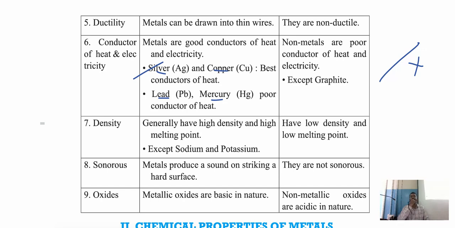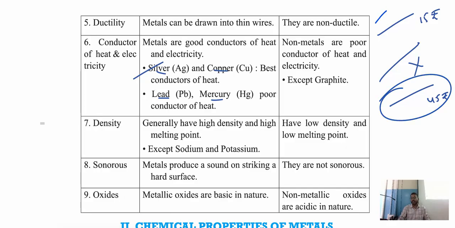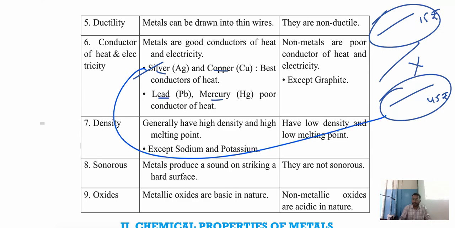What do I mean by that? For example, you go to an electric shop and ask him, sir, give me 2 meters of wire. He will give you a wire and tell you that 1 meter costs 15 rupees. Or he will say he has another quality of wire that costs 45 rupees. What is the meaning of that? If he is charging 45 rupees here and 15 rupees there, it is based on the material used inside the wire.